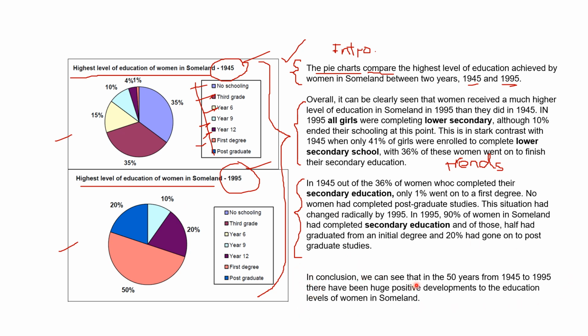We can see that in the 50 years from 1945 to 1995, there have been huge positive developments to the education levels of women in some land. Okay, so I hope that this example will guide you in interpreting graphs in the future.